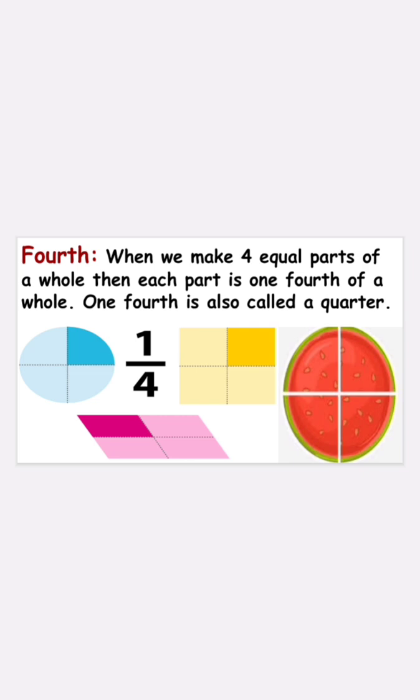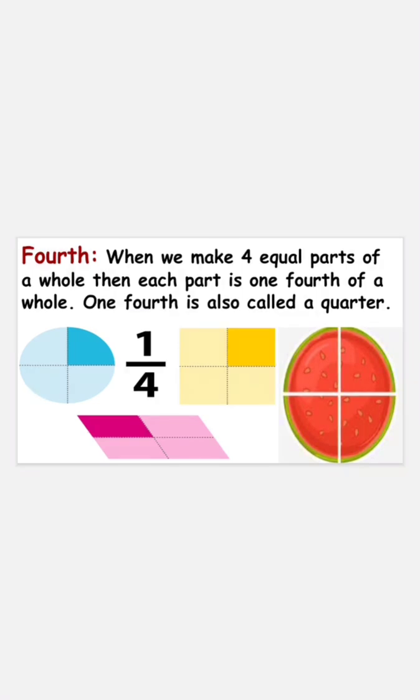Next is fourth. Correct. When we make 4 equal parts of a whole, then each part is known as 1/4 or a quarter. Here you can see the objects and the pictures are divided into 4 parts. Each part is known as a quarter.